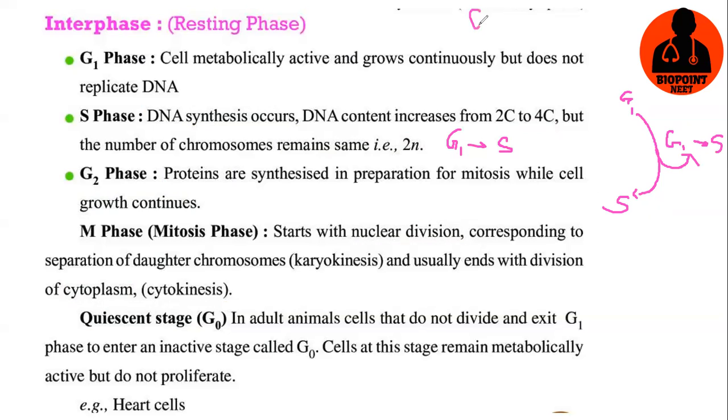Another checkpoint is there between G2 and M phase, the G2/M transition. It is a minor checkpoint. The cell cycle is regulated by proteins, so whether those proteins are functioning and working perfectly after undergoing this stage, all these are checked by the G2/M transition stage.